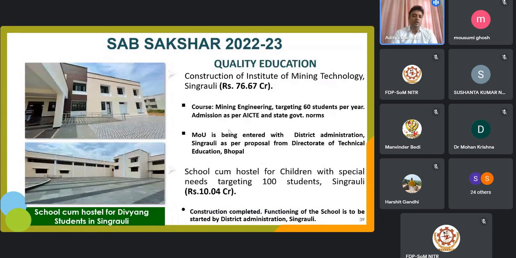For this year, we have invested some 76 crores for construction of an Institute of Mining Technology in Singrauli area. So there one institute, like a BTech institute, is going to open, where students will be benefited. Recently, we have started a school cum hostel for children with special needs. That is for 100 students. For 100 students, we have constructed one. Photo is there. We have constructed this school.